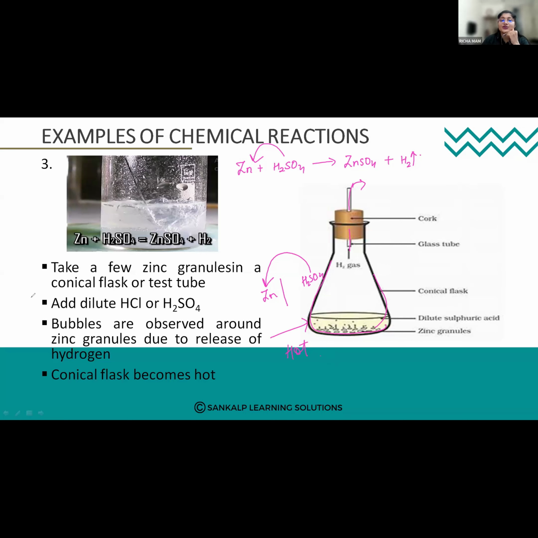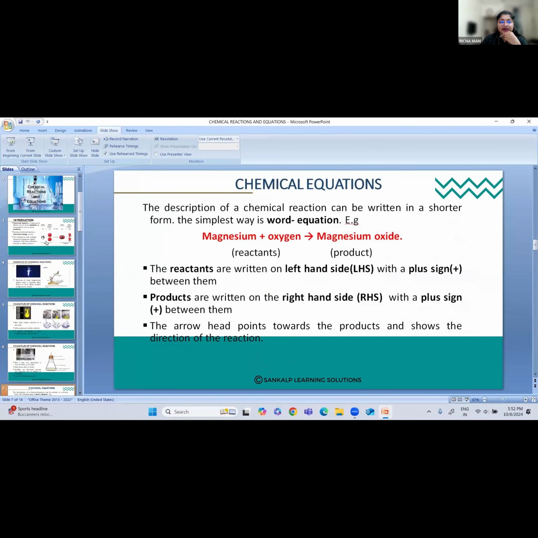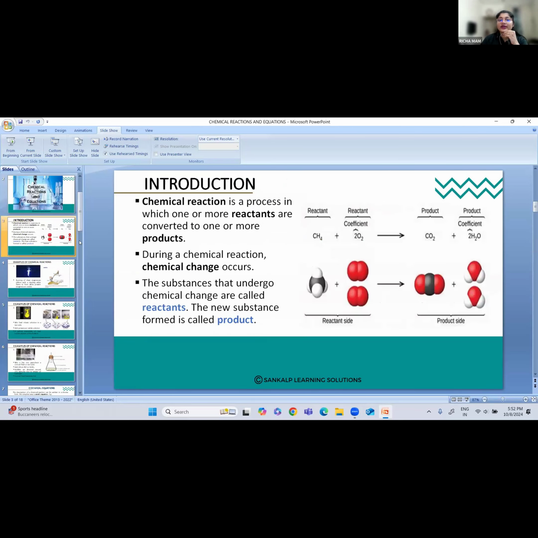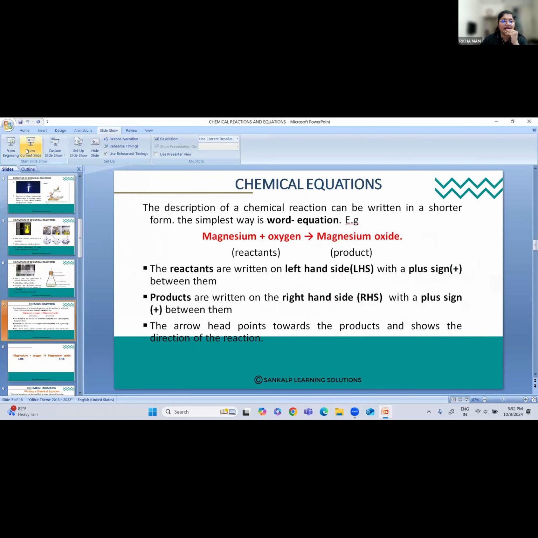Okay, evolution of gas. So this is another example of a chemical reaction. We have seen three different examples of chemical reactions, right? So what did we understand, what are chemical reactions? It is a process where one or more reactants are converted into one or more products. How is this chemical reaction occurring? By a chemical change. So these were three different examples of chemical reactions.